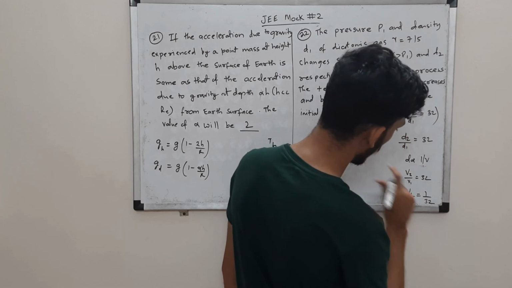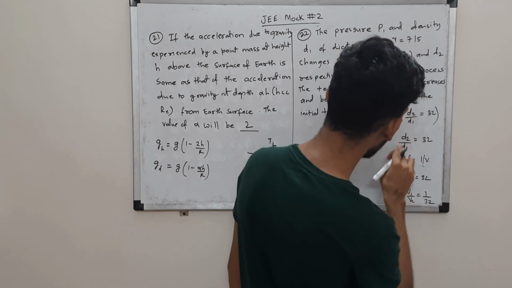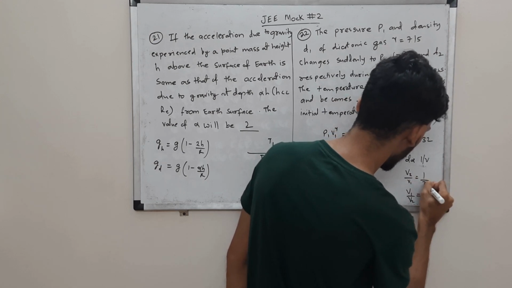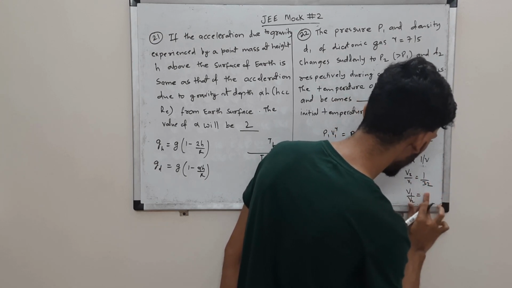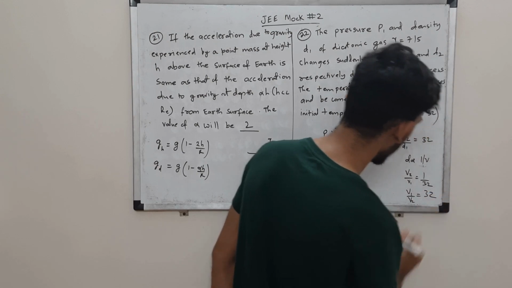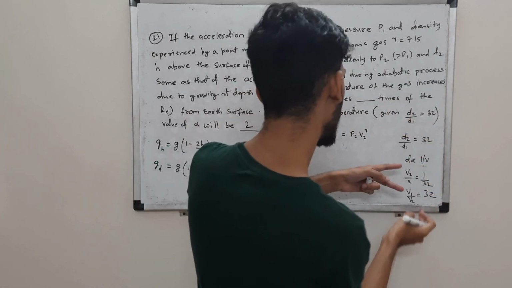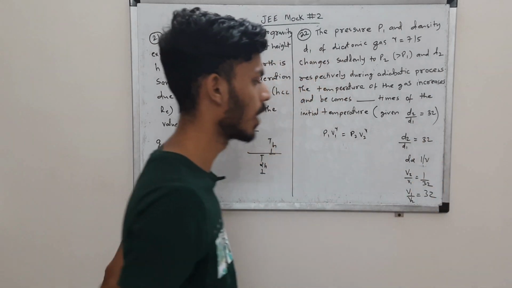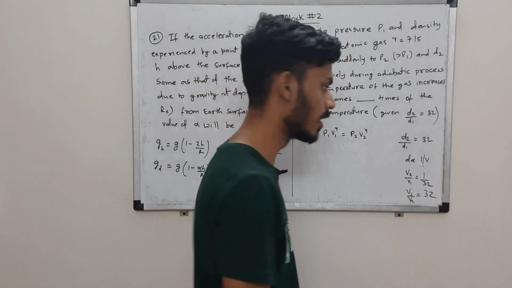Or did I do something wrong? So D2 by D1 is 32. Inverse relation. So D2 by D1 is 32, then V2 by V1, same relation will be inverse, 1 by 32. Okay, so V1 by V2 is 32.